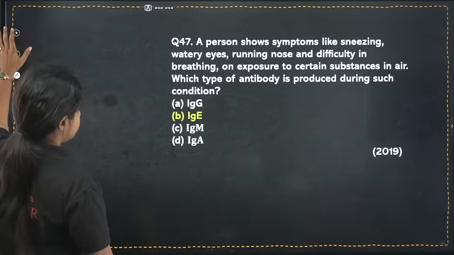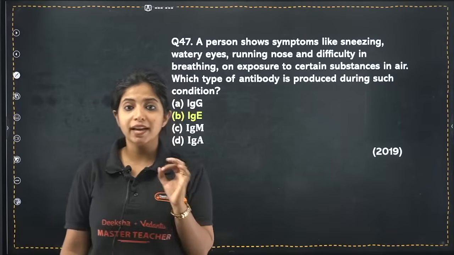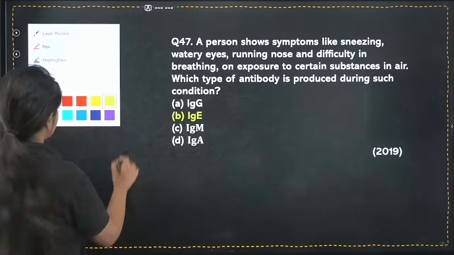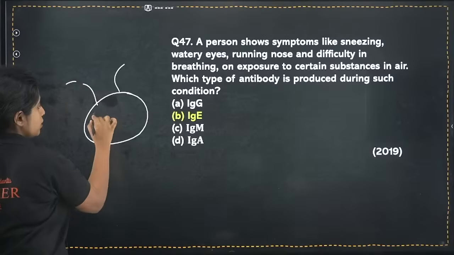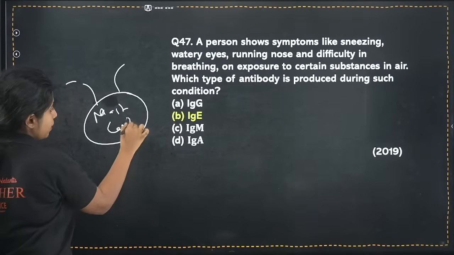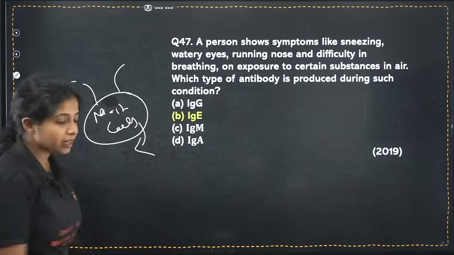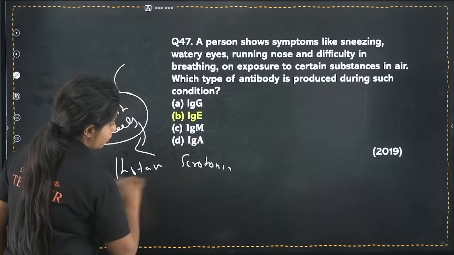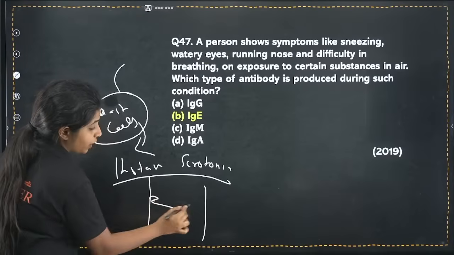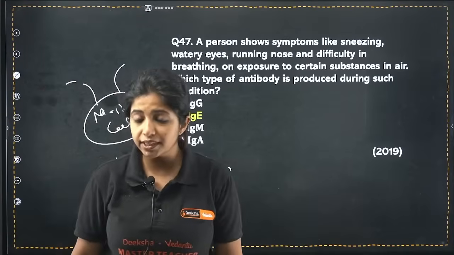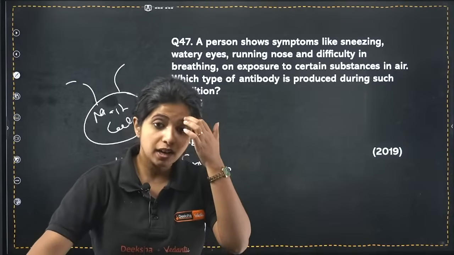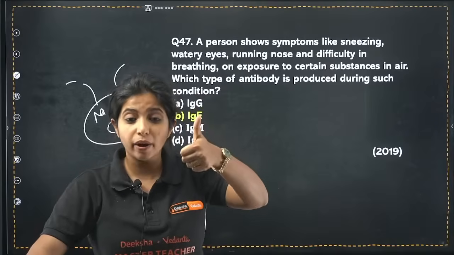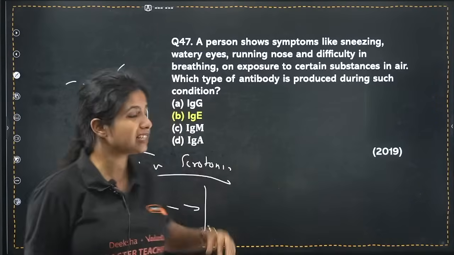Got it? During allergy, which is the antibody released? IgE. IgE is there on the surface of mast cells, and mast cells are going to release histamine and serotonin. Both of them lead to vasodilation, blood vessel dilation. How do you treat it? With the help of steroids, adrenaline and antihistamine. Please remember, steroids, adrenaline and antihistamine.